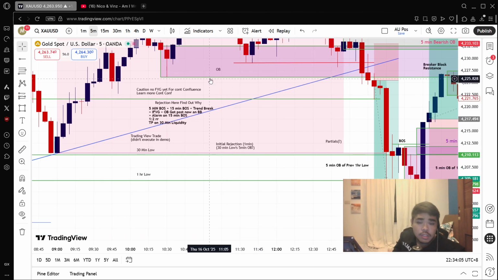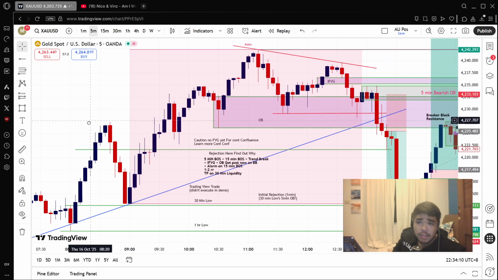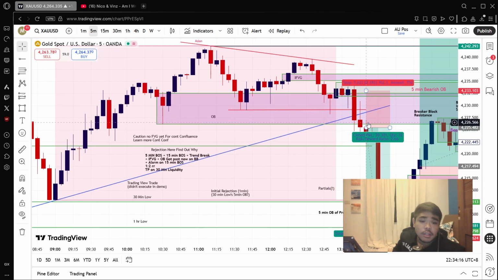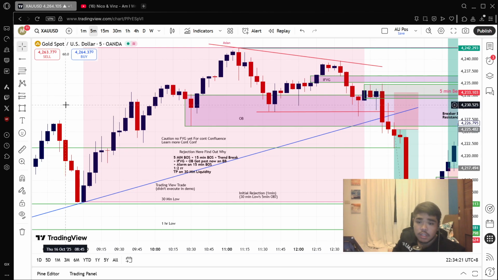And also this one is a huge one, the order block got passed, which was a 5-minute order block, and now it acted as a breaker block. As you can see, it really acted as a breaker block as price tried to go upwards, but it rejected.